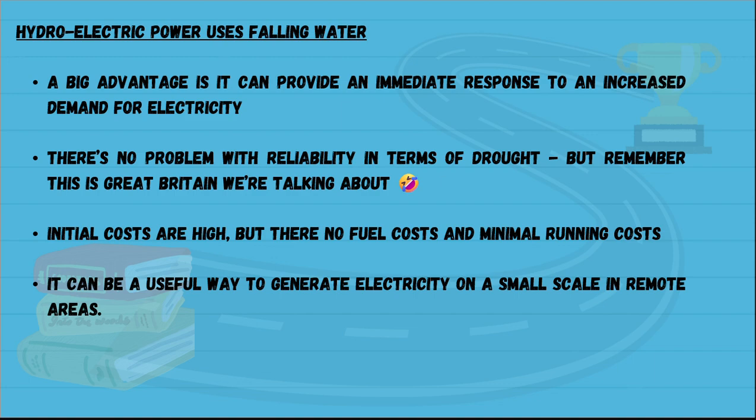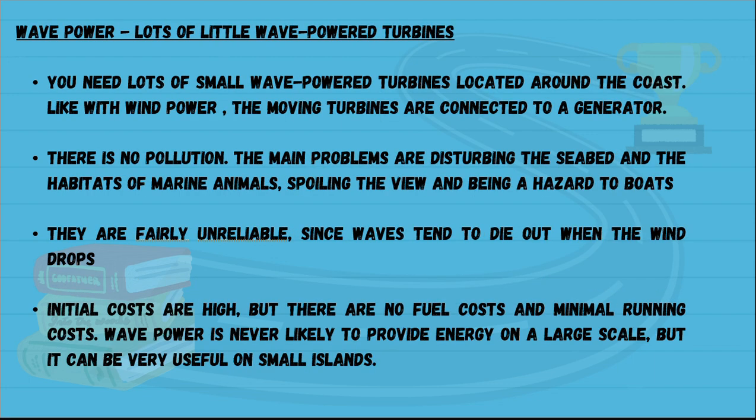Hydroelectric power uses falling water. A big advantage is it can provide an immediate response to an increased demand for electricity. There is no problem with reliability in terms of drought. But remember, this is Great Britain we are talking about. Initial costs are high, but there are no fuel costs and minimal running costs. It can be a useful way to generate electricity on a small scale in remote areas.